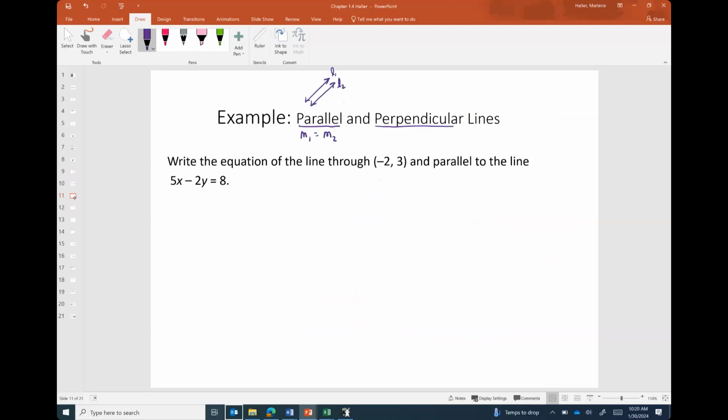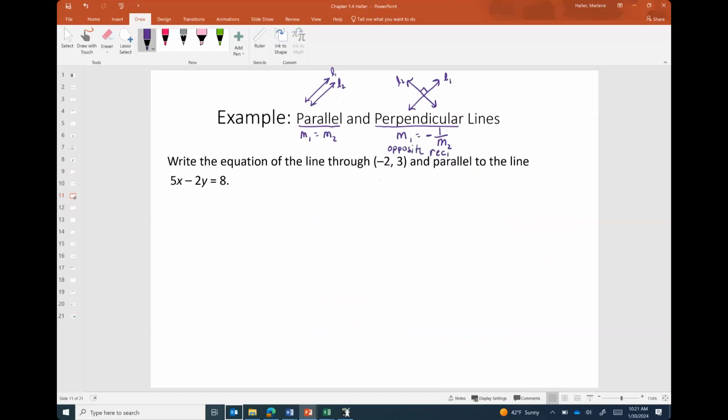Now, perpendicular lines do intersect. There's line 1, and here's line 2. Perpendicular lines intersect at a 90-degree angle, right? The relationship between these slopes is that they're opposite reciprocals, or we could say M1 is equal to -1 over M2. As a shortcut, they are opposite, meaning they have opposite signs. One will be positive and one will be negative. Look at the slopes. In line 1, we're sloping upward. In line 2, we're sloping downward, right? So they have opposite signs. So we say they're opposite reciprocals.